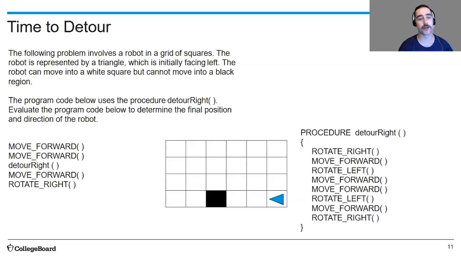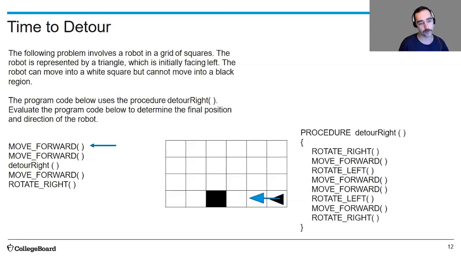Suppose that we have the code here and you'll notice the procedure on the right, detour right. It's just a set of instructions and there is no return for this procedure. You'll notice on the left, we just use the name of the procedure, detour right, to call the procedure. So we want to know what happens with the code on the left. We're going to focus on the left-hand side and evaluating that code segment.